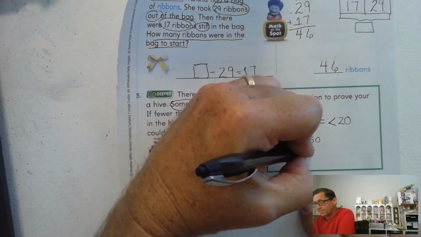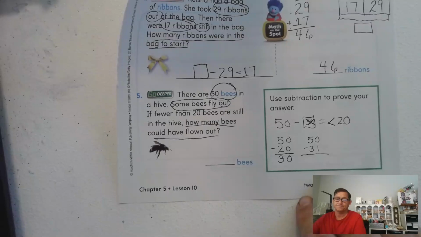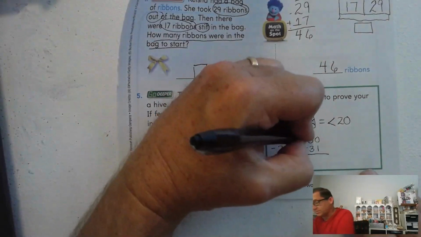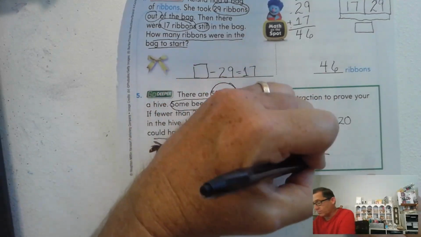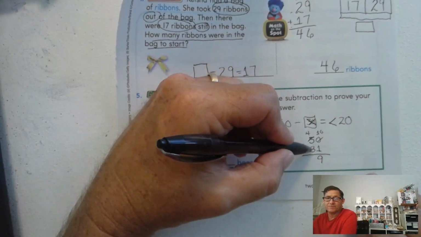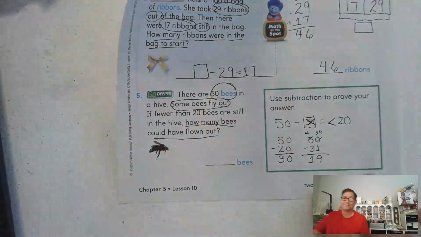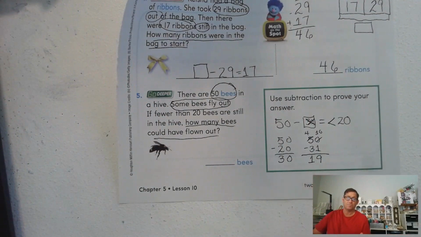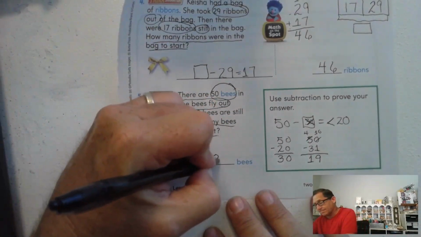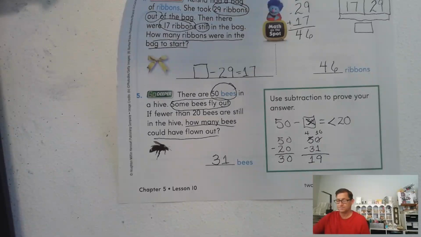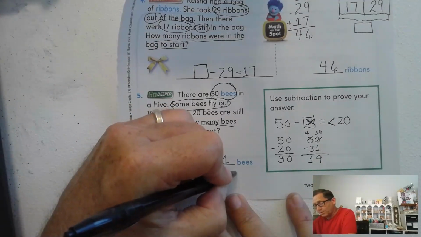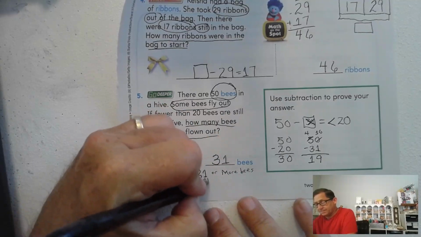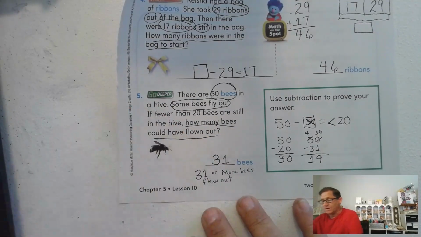How about 31? Can I take 1 from nothing? No, so I'm going to have to regroup. 10 ones take away 1 is 9 ones. And 4 tens take away 3 tens is 1 ten. It's 19. So how many bees could have flown out? 31. So 31 or more bees flew out.